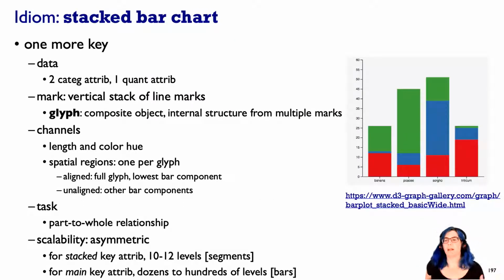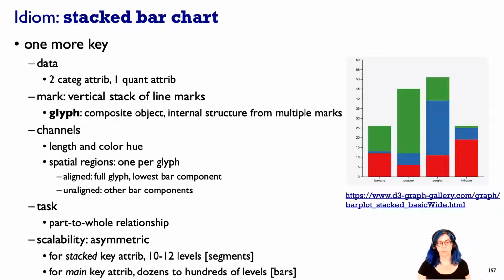Okay, now again, we can have this idea that we're using this as a base and then we're adding more complexity. So we could say, what if we add a second key, but still keep the fundamental backbone of the idea of a bar chart? We could have a stacked bar chart where we use that second categorical attribute to divide up, again, spatial regions. We now have a vertical stack of line marks. So for each one of these, we don't just have a single mark. We actually have this composite object where we have multiple marks that are aligned. I'm going to call this a glyph, and we'll talk more about glyphs later on.